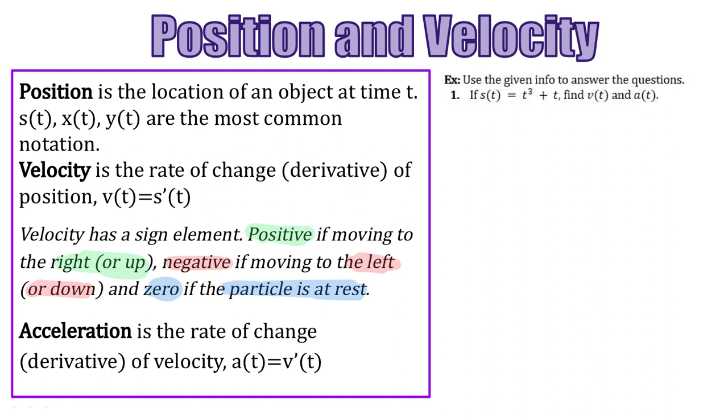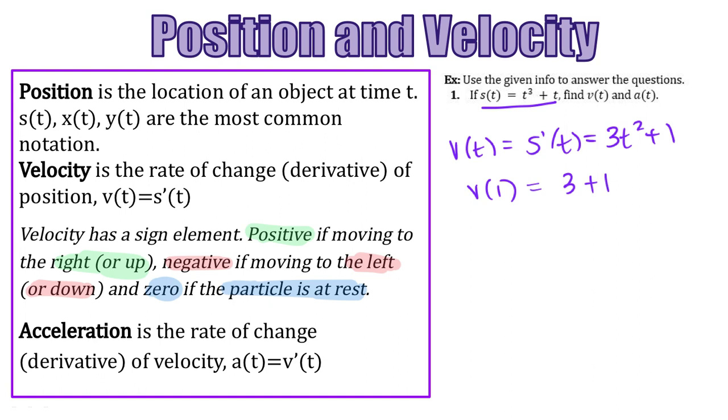It says use the given information to answer the questions. We are given the position function. So to find the velocity function, we're going to take the derivative of the position function, and we can do that using the power rule. That's going to give us 3t squared plus 1. So if we were asked for the velocity at 1 second, we would just plug in 1, and we would get the velocity, for whatever the units are, inches per second, miles per hour, etc.